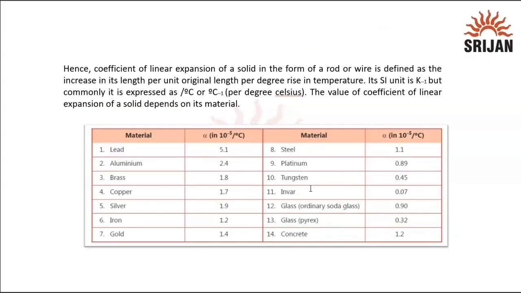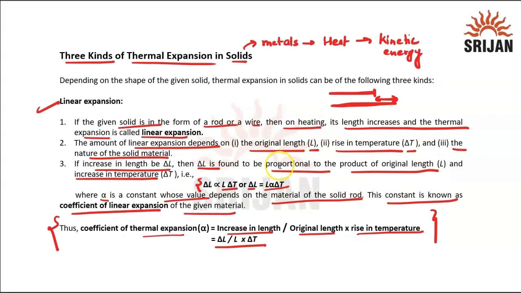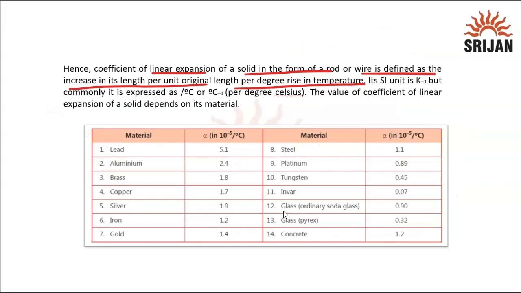Okay. Now, the coefficient of linear expansion of a solid in the form of a rod or wire is defined as the increase in length per unit original length per degree rise in temperature. It means what you are looking at in the formula is the same thing here as well. Whatever the value of the coefficient of thermal expansion you see for any material, it is the change in length divided by the original length multiplied by the change in temperature, or rise in temperature. The same thing is written here as well.